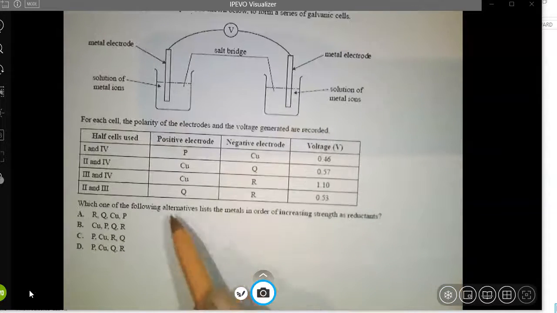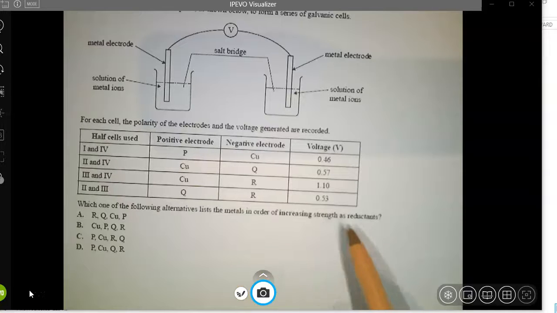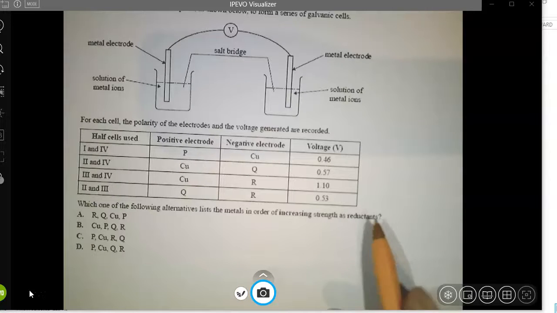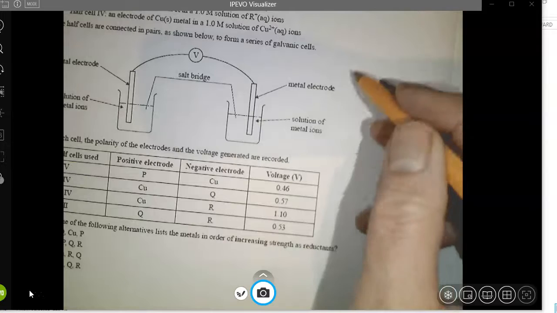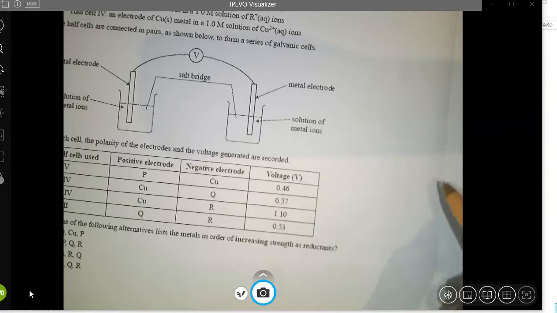So the question says, which one of the following alternatives links the metal in order of increasing strength of reductance? So the oxidizing agents are on the left of your periodic table and the reducing agents are on the right of the periodic table. And increasing strength means putting them in order as they go down.